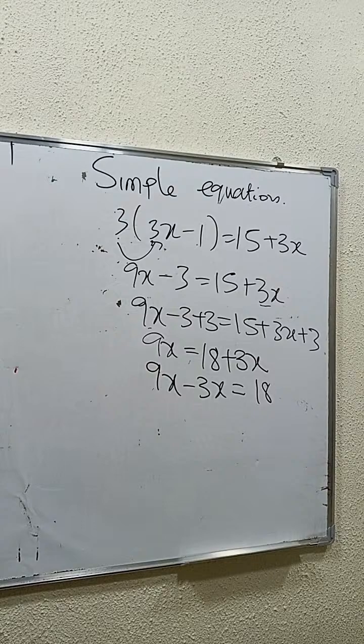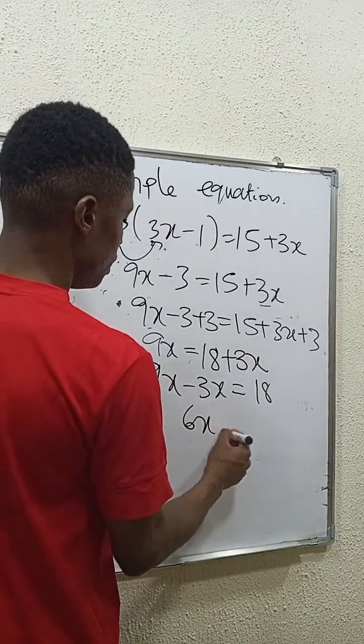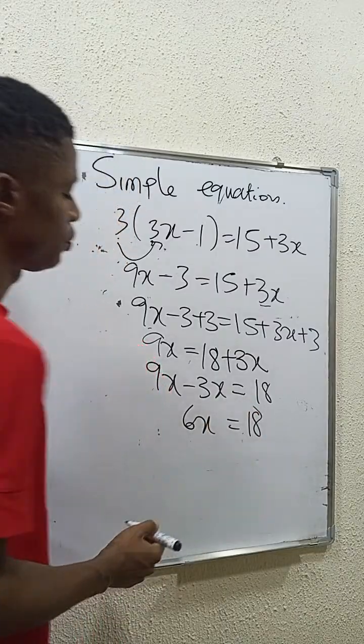What is 9x minus 3x? You said? Okay, so you are left with 6x, and that's equal to 18.